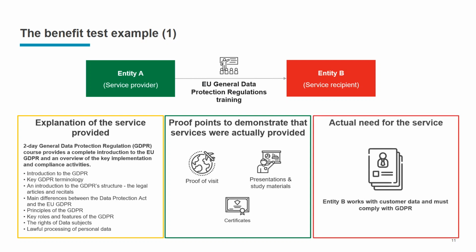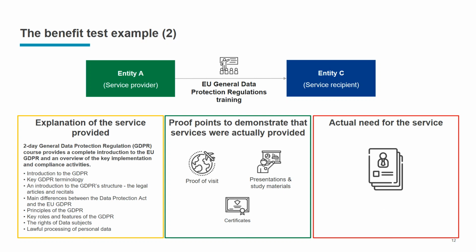And at the end, we need to ensure that the service was actually needed, so entity B required this training, and indeed, in this case, entity B was working with customer data and had to comply with GDPR, and that's why this training was reasonable. They needed this training. So we can conclude that in this example, this service passes the benefit test. Let's now consider there was another training delivered by entity A to entity C.